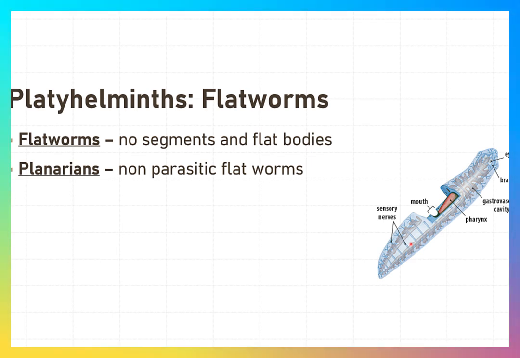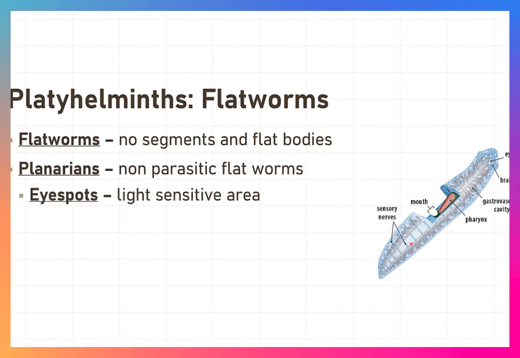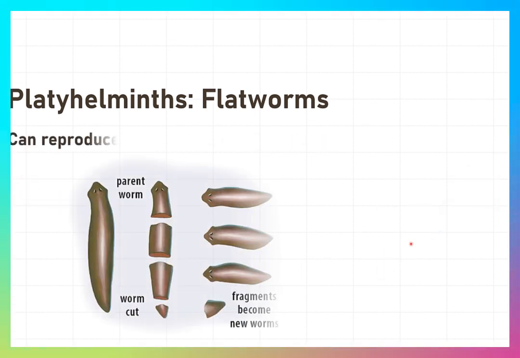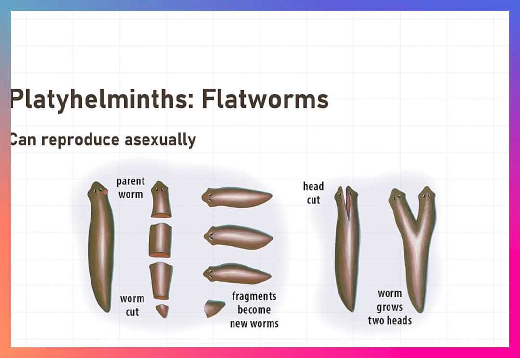A planarian is a form of flatworm. It's non-parasitic, and it has these light-sensitive areas, and they actually are kind of interesting looking. You see here they look like they're cross-eyed. Now, what's interesting about a planarian or many flatworms is you can cut them into pieces, and they will reproduce into multiple worms. They reproduce both sexually and asexually. And actually, you can even cut their head in half long ways, and then they will produce a worm with two heads. And I actually did this in a biology lab when I was in high school.